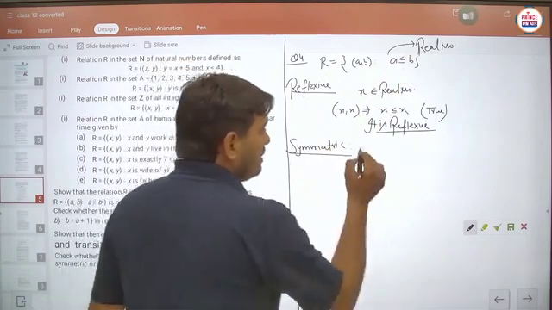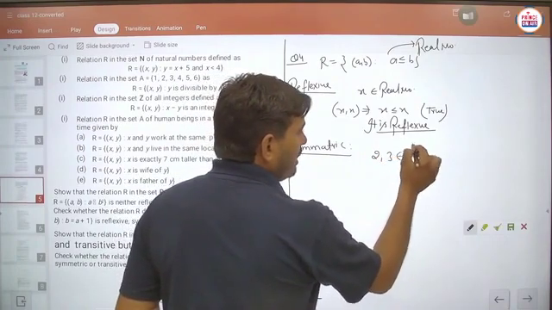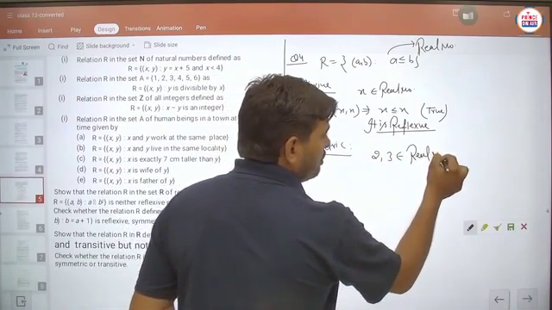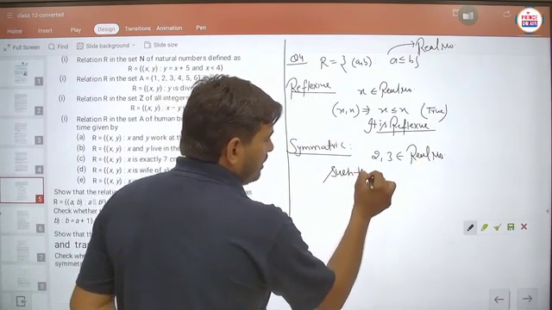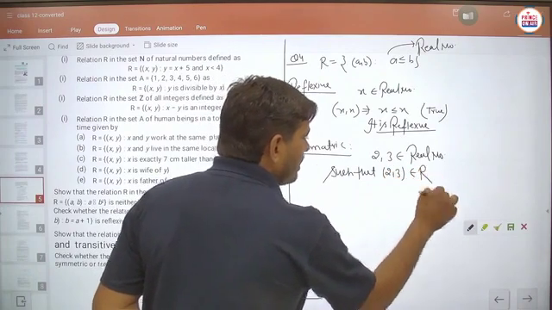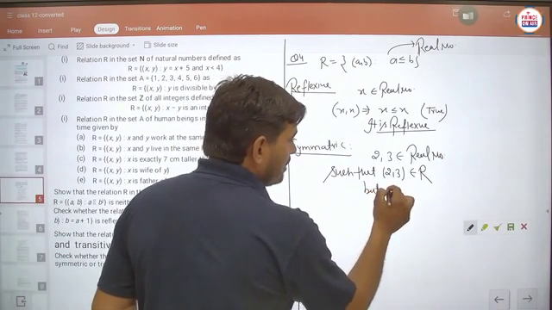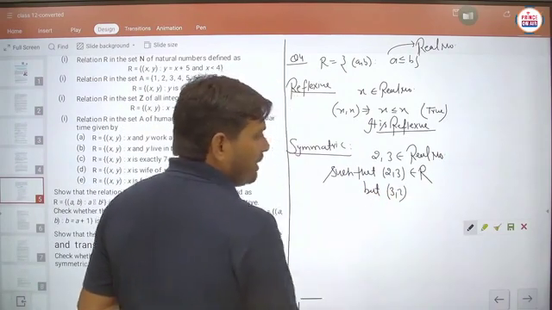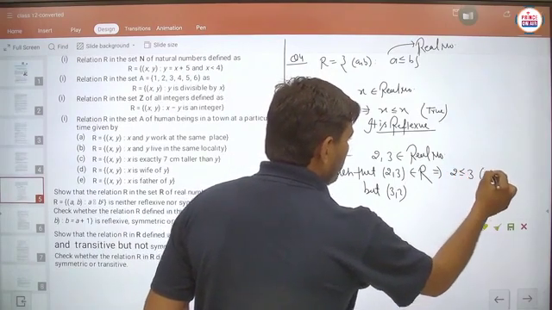So basically here you can say that 2 comma 3 both belong to the real numbers, such that 2 comma 3 belongs to R. R means relation. Is it to be clear? But 3 comma 2, you can check, 3 comma 2 implies that 2 is less than or equal to 3. This is always found to be true.